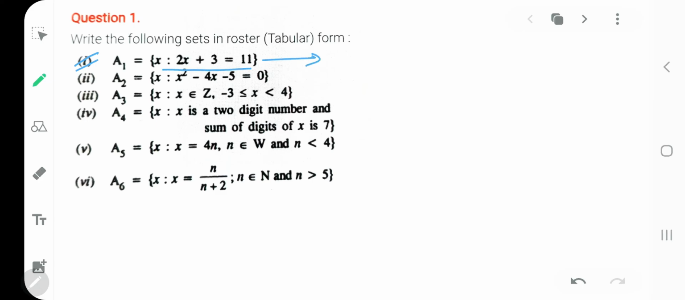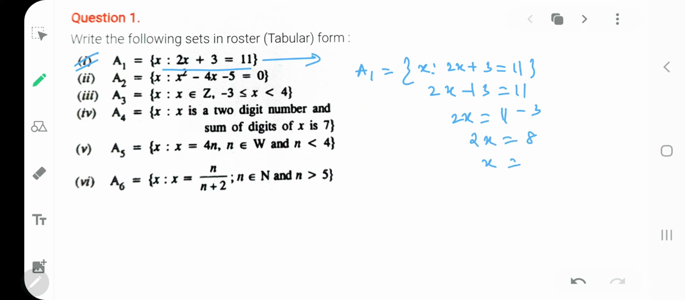Question number 1 says A is a set of x such that 2x plus 3 is equal to 11. That means, my dear kids, you have to write A1 is a set of x such that 2x plus 3 is equal to 11. You have to solve this equation, 2x plus 3 is equal to 11, and you will get the value of x as 4.